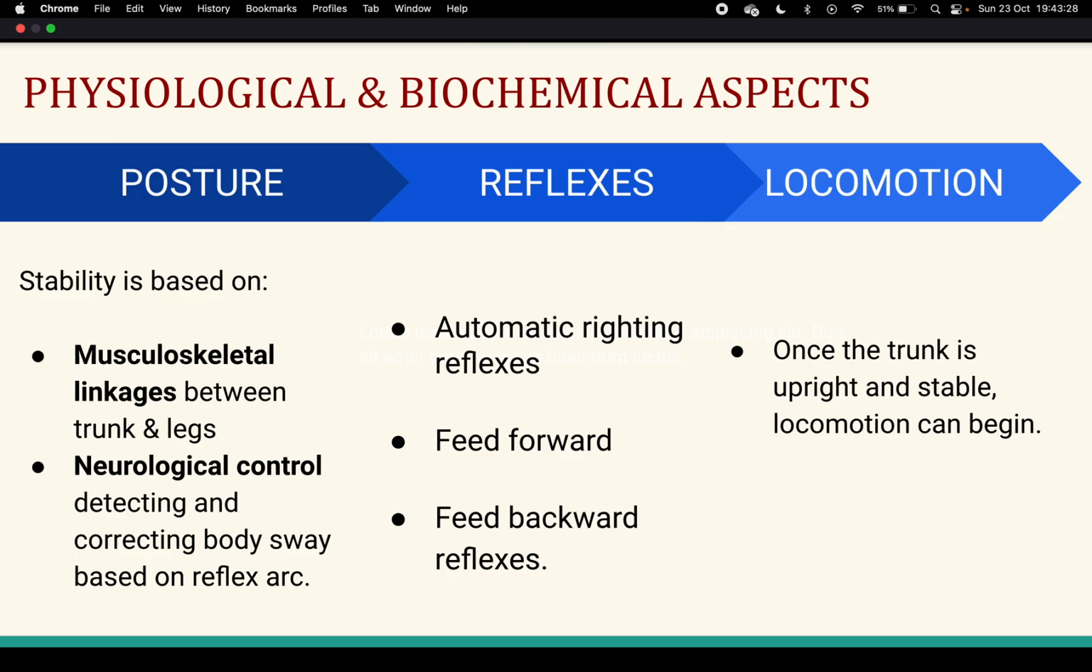The posture helps in stability and is based on the musculoskeletal linkage between the trunk and legs, and the neurological control detecting and correcting the body sway based on the reflex arc. And the reflexes are automatic righting reflexes, feed-forward reflexes, and feed-backward reflexes. The locomotion begins once the trunk is upright and stable.